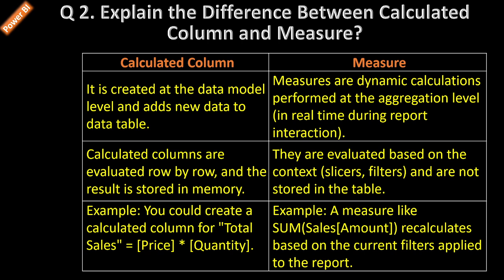Question number 2. Explain the difference between calculated column and measure. Calculated column. It is created at the data model level and adds new data to your data table. Calculated columns are evaluated row by row, and the result is stored in memory. These columns can be used in slicers and filters. Measures are dynamic calculations performed at the aggregation level, in real time during report interaction. They are evaluated based on the context, slicers, and filters, and are not stored in the table.